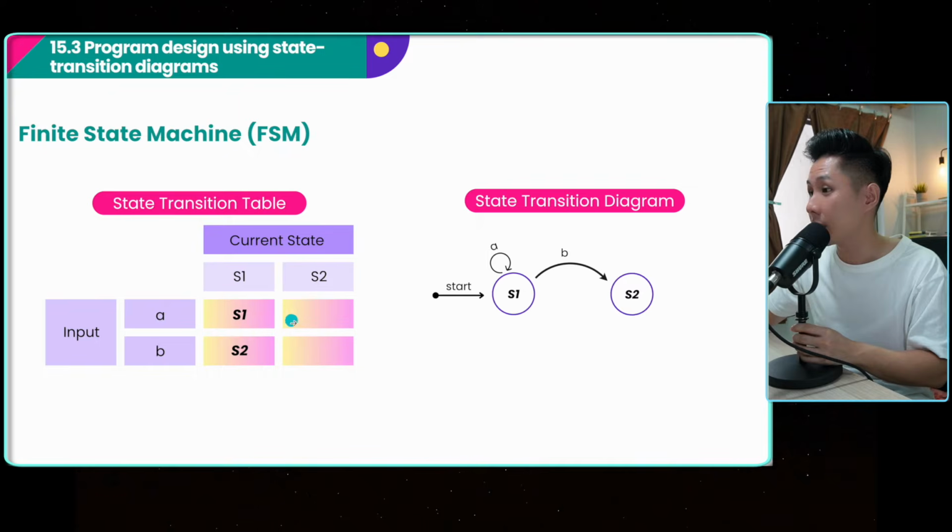When state 1 is given an input B, it will go to state 2. This is reflected in the diagram here, as in I draw another state called state 2. And when S1 is given an input of B, it will go to state 2.